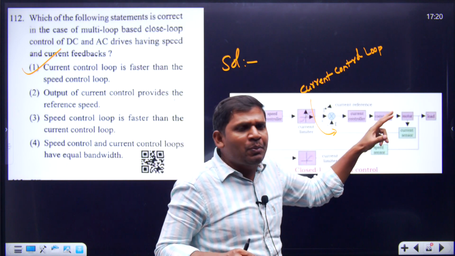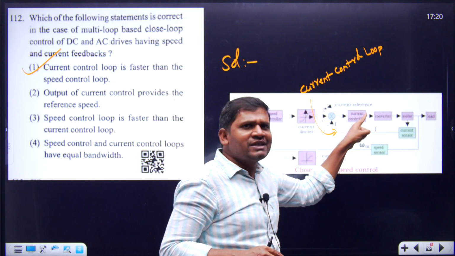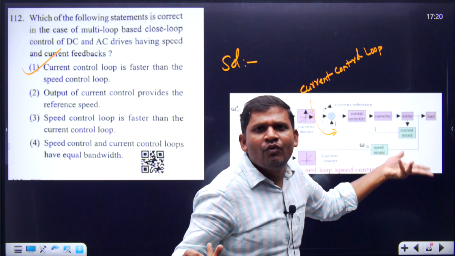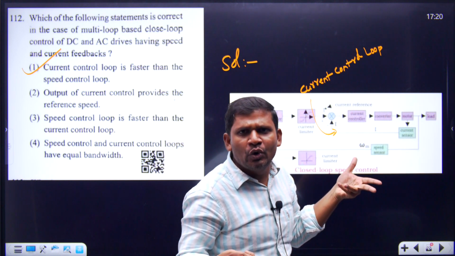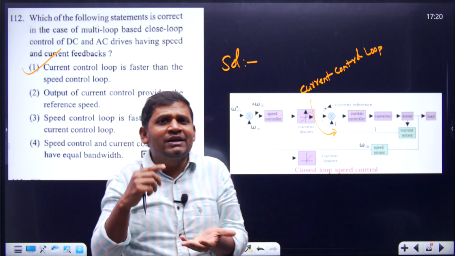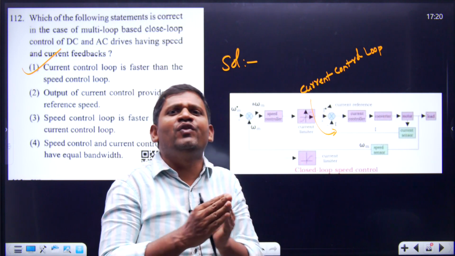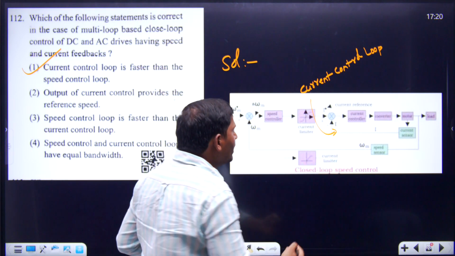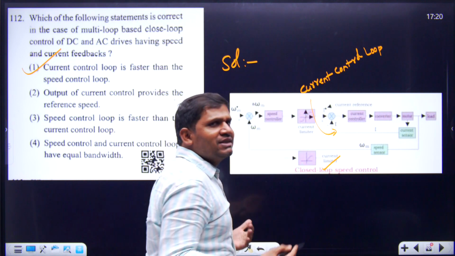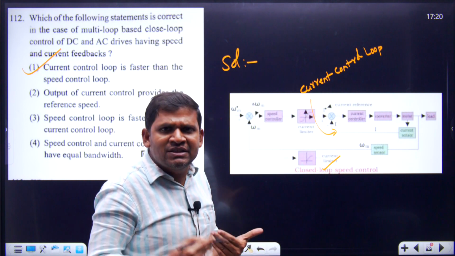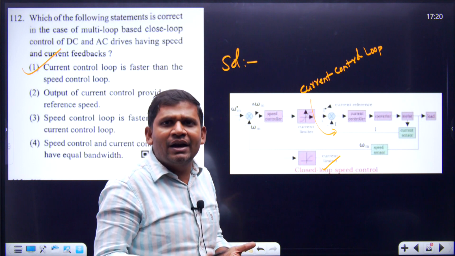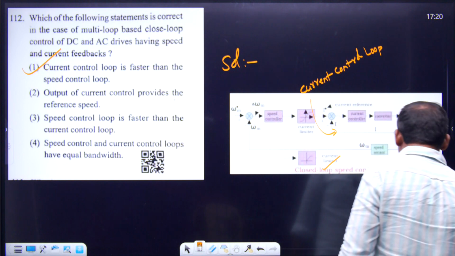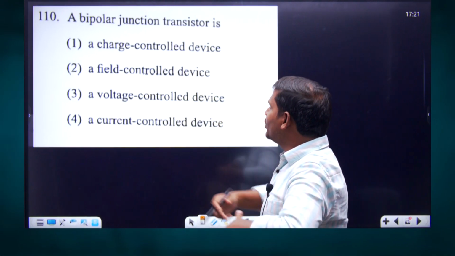But which is the fast response? The current control loop is fast response as compared to the speed control loop. The function of the current control loop is to maintain the converter current and motor current within the safe limits only. This is the current limiter. A current limiter limits the currents of the converter and motor within the safe limits. Then which one is correct, students? Option 1 is correct.